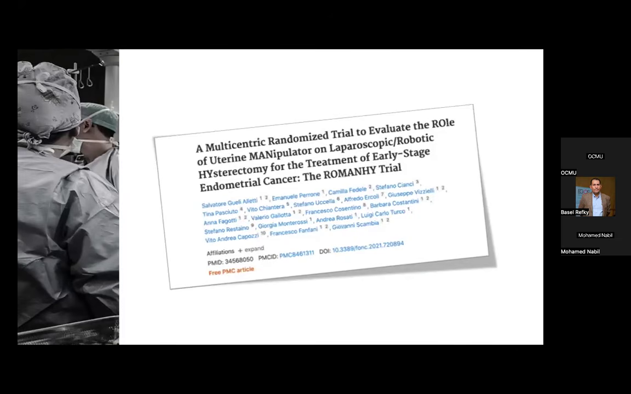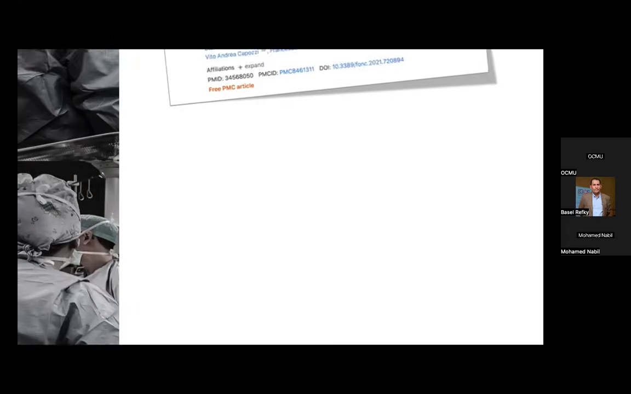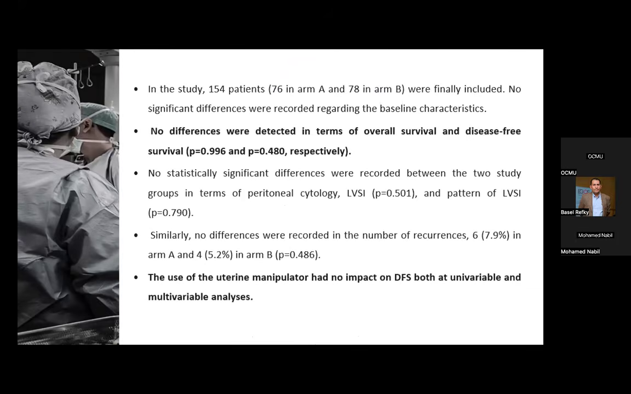Another study, one of the most famous prospective studies on the use of uterine manipulators, was the Romani trial, published in 2021 also by Salvatore Giulialetti from Policlinico Gemelli in Italy. In the study, 154 patients, 76 in arm A and 78 in arm B, were randomized to use of the manipulator or not. No difference was detected in terms of overall survival and disease-free survival between both groups.